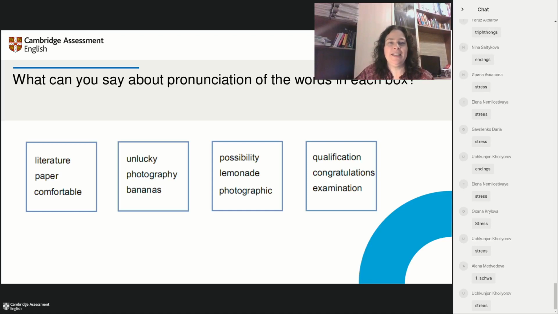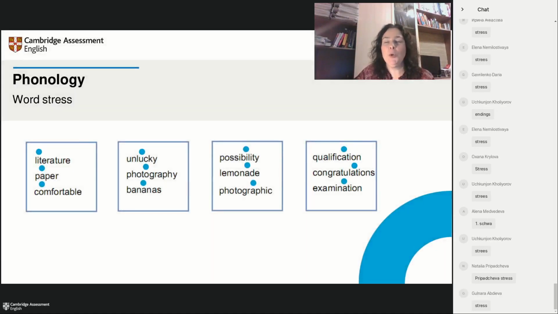So what we've got here is the first box contains only the words with the first syllable stressed. The second box has the words with the second syllable stressed. This is the third syllable, and here we've got the fourth syllable stressed. If you look at the boxes, can you see a pattern there? When do we stress the first syllable? When does the stress fall onto the third or the fourth syllable? Do you know the rules of that? If not, perhaps it's time to brush up on that, because there are certain rules you can use.